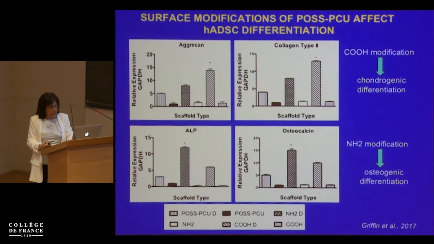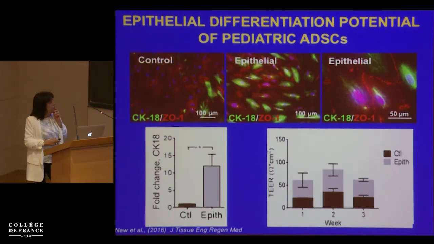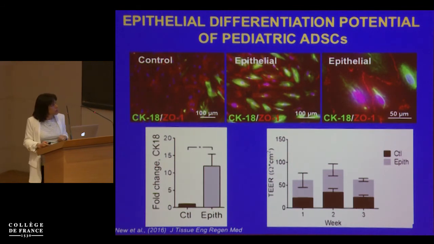But is this all these cells can do? Because it has been suggested that they are not limited to the mesenchymal lineage. And indeed, we can induce epithelial differentiation of these cells with retinoic acid that is programming these cells. I wouldn't say that we get mature epithelial, but certainly we get upregulation of the keratin and of the tight junction marker. And also these are functionally epithelial because if we look at the transepithelial membrane potential, we see that they are forming the tight connection typical of epithelia.